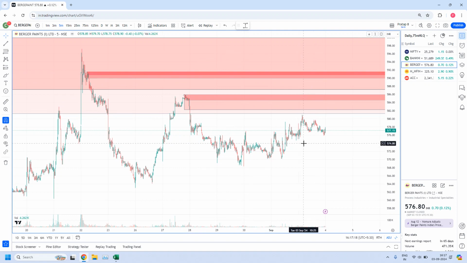So these are the 3 high liquidity zones we identified. Hope this information will be useful to you for your further study and analysis.